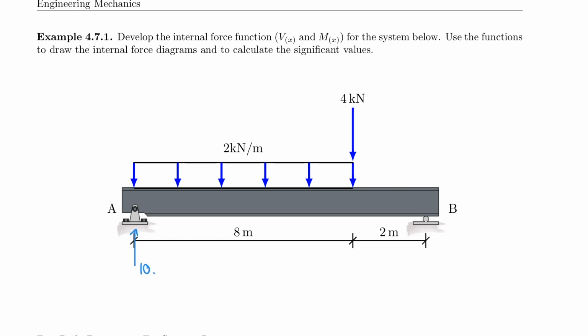10.4 kilonewton in this case. And R_By is equal to 9.6 kilonewton. Of course, we usually would have an R_Ax in this case, which is equal to 0, so I'm going to eliminate that. And now I can go ahead and develop my functions.